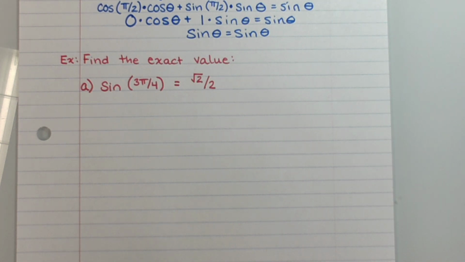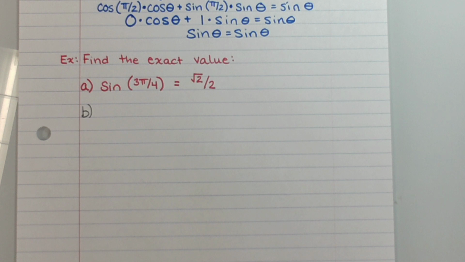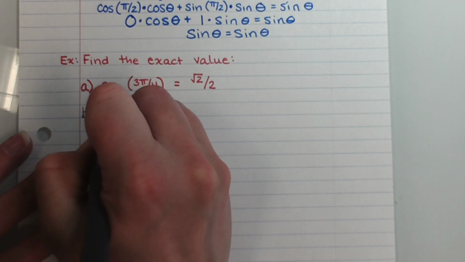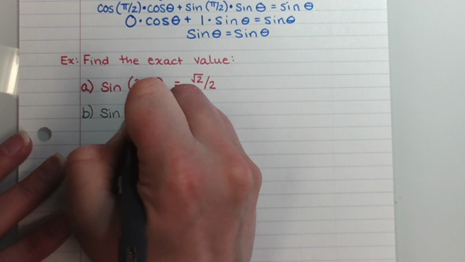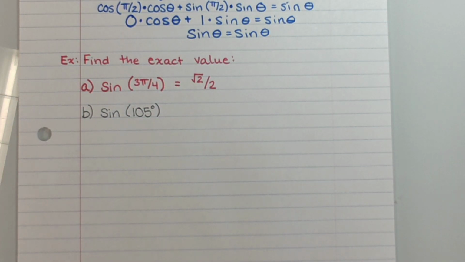Is every angle in existence on the unit circle? No. So this leaves a lot to be desired. We are able to find, I think it's 16 angles and all of their coterminal angles using the unit circle. But what about the rest of the angles? What if I wanted to do something more like sine of 105 degrees? This is where the sum and the difference identities can come into play.